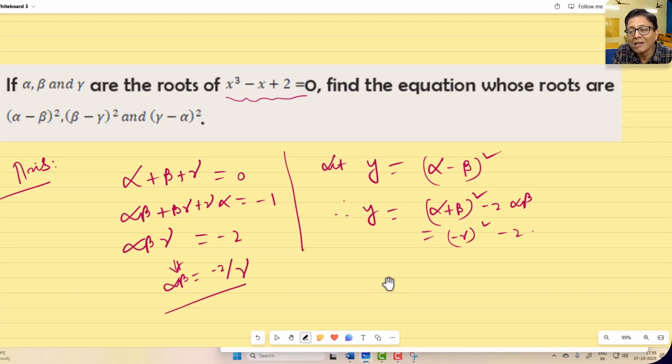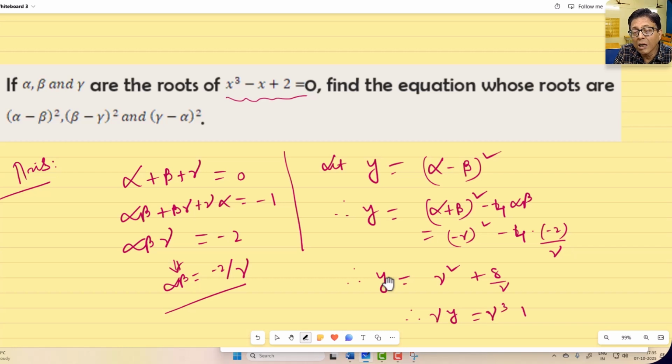Substitute there, minus 4 into minus 2 by gamma. Therefore, y equals minus gamma square only, and oh no, sorry, this will be minus 4, extremely sorry. This is going to be gamma square plus 8 by gamma. Therefore, y equals gamma cube plus 8 by gamma, nothing you got.